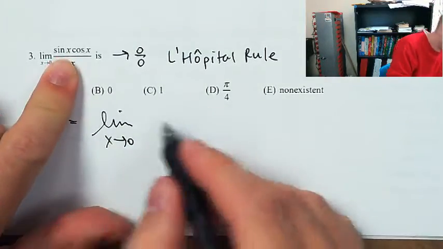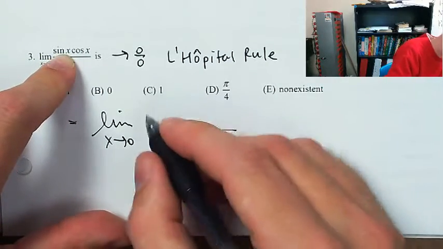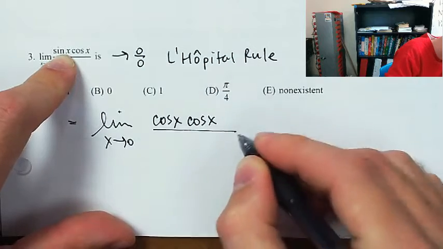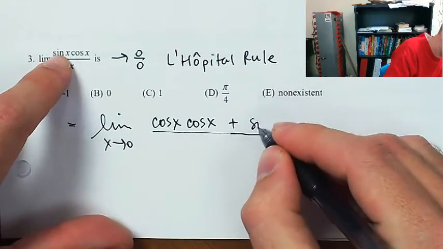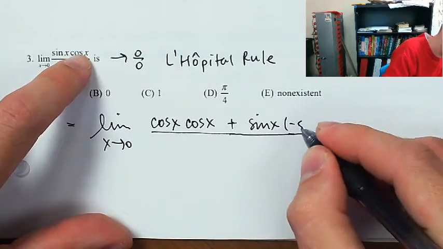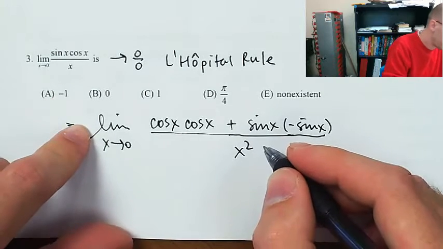I'm going to take the derivative of the top. This is going to require the product rule, so the derivative of sine x is going to be cosine x. Leave the other cosine the same. Then I'll add, leaving sine x the same, multiplying by the derivative of cosine x, and that's negative sine x. And I'm going to divide by x squared.